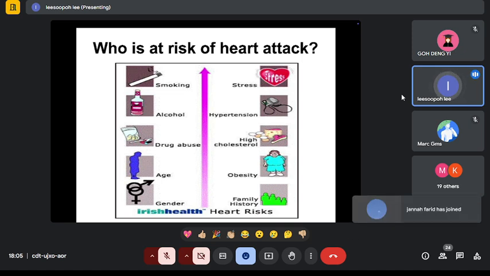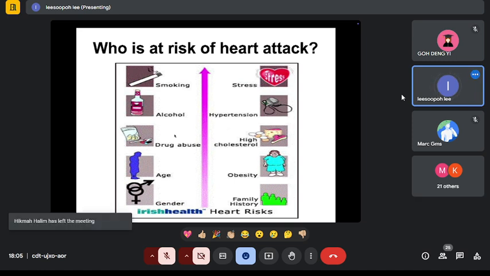So risk factors for coronary artery disease, you guys need to remember. Most important is just smoking and all those bad habits. Just remember bad habits: alcohol, drug use. Okay, and then the other risk factors will be hypertension, high cholesterol, and obesity.